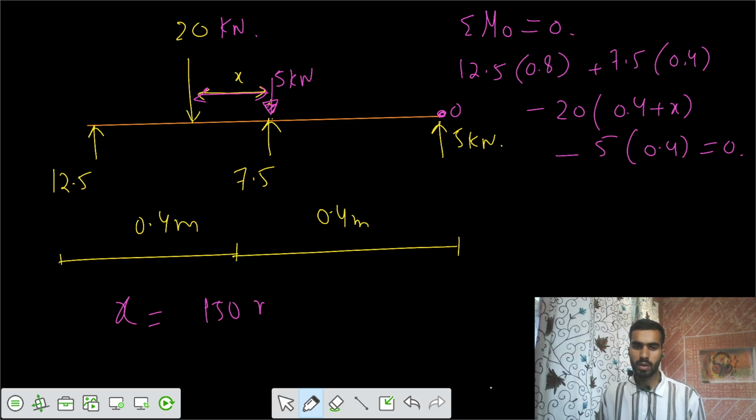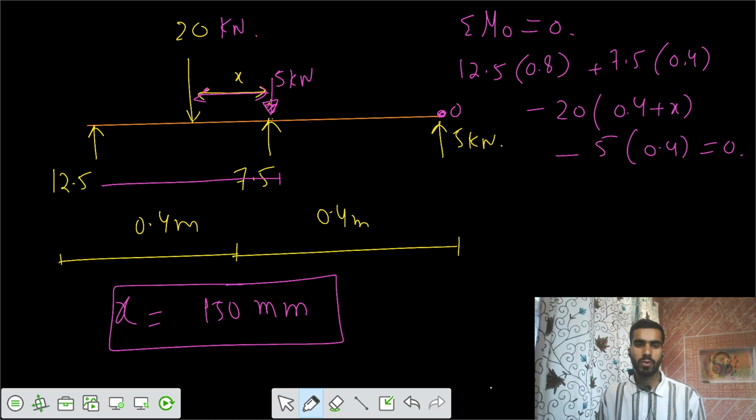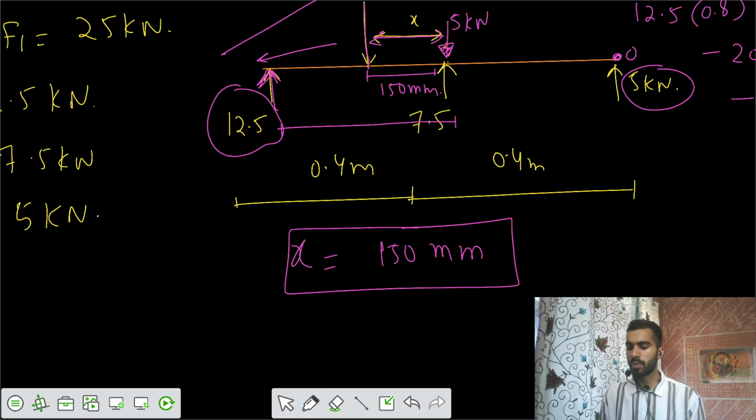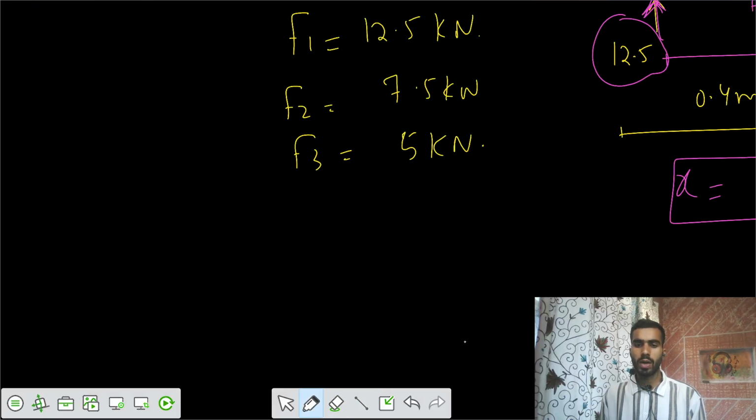and you can get the location of x equals to 150 millimeter or 0.15 meter. So x is equals to 150. So total was 400. That means at this location, this value is equals to 150 millimeter. And since your load is closer to this side, that's why reaction here is more as compared to the other side. So we got this one. So that's the end of that closed coils.